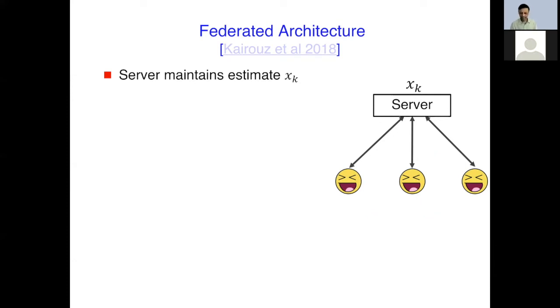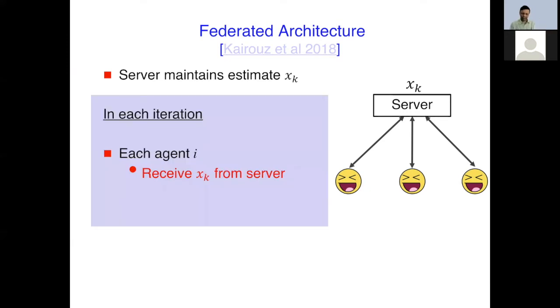So here is the algorithm, very simple. The server maintains an estimate x_k. Initially, k equals 0, so it's the initial guess the server makes at the argmin of this cost function. Then it's going to update x0 to obtain x1, and then x2, and so on. What's the update step that happens in each iteration? It's as follows. In each iteration, first of all, the agent receives the current estimate from the server, namely x_k.